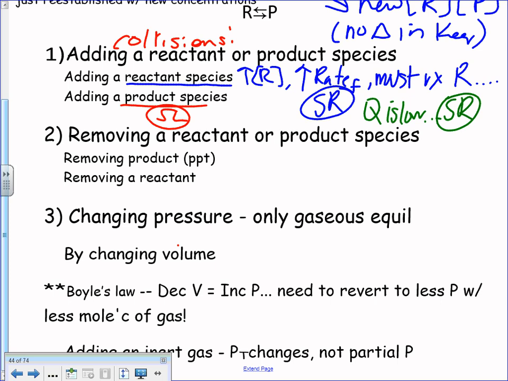Why precipitating out? Why does that affect equilibrium? It's because originally it may have been in aqueous form, and when I precipitate it out, it's in solid form, and solids are not included in equilibrium. So we've essentially taken it out.